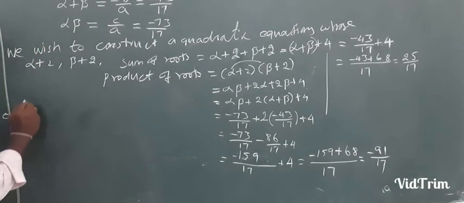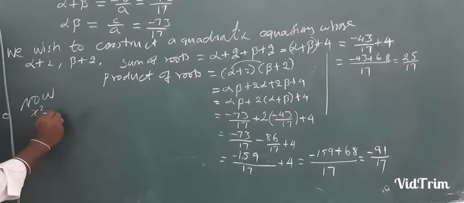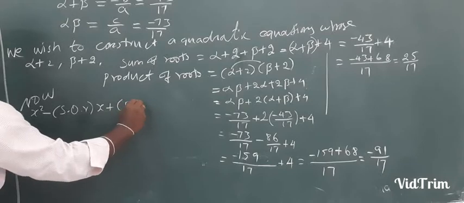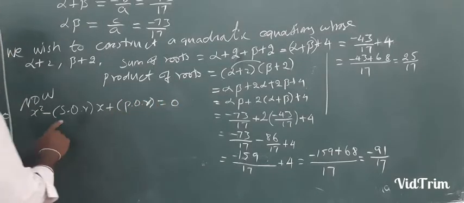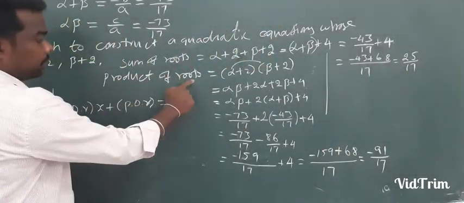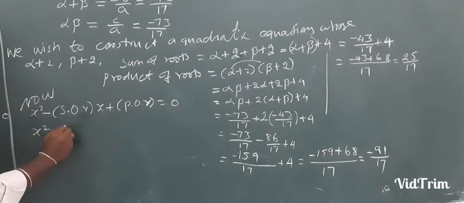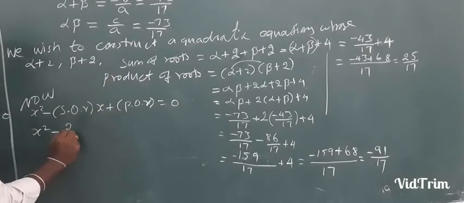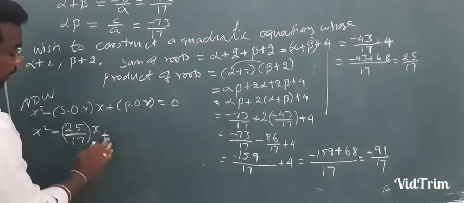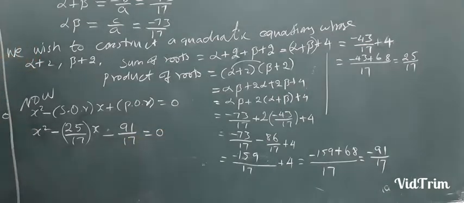Now you write the required quadratic equation: x square minus sum of roots x plus product of roots is equal to 0. What is the sum of the roots? That is 25 by 17, and the product of the roots is minus 91 by 17. You just apply and get the answer. x square minus 25 by 17 into x plus, here minus 91 by 17, is equal to 0. So this is also an answer.